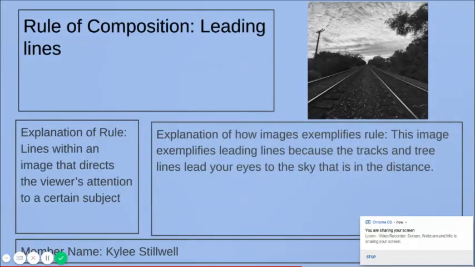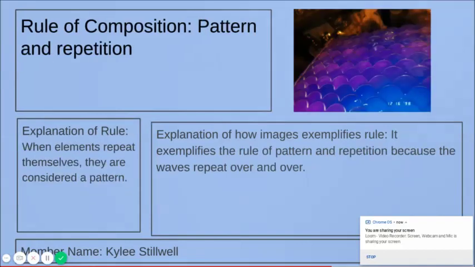I did leading lines, lines within an image that direct the viewer's attention to a certain subject. This image exemplifies leading lines because the tracks and the tree lines lead your eyes to the sky that is in the distance. Pattern and repetition is when elements repeat themselves and they are considered a pattern. It exemplifies the rule of pattern and repetition because the waves repeat over and over.